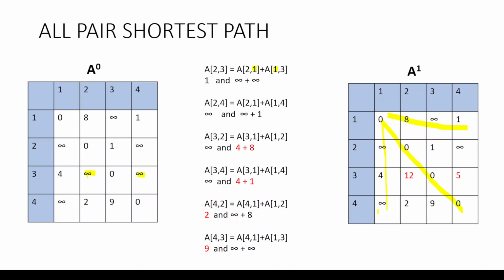Next I should check for A of 4 comma 3. A of 4 comma 3 is A of 4 comma 1 plus A of 1 comma 3. A of 4 comma 3 is given here 9. A of 4 comma 1 is infinity. A of 1 comma 3 is infinity. So 9 and infinity, if you compare, 9 is smaller. So I am retaining the value of 9. So I got a new matrix when I am passing through 1, keeping 1 as the intermediate vertex.